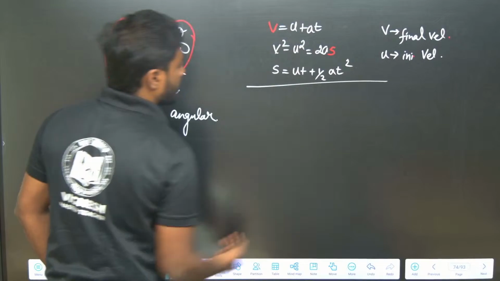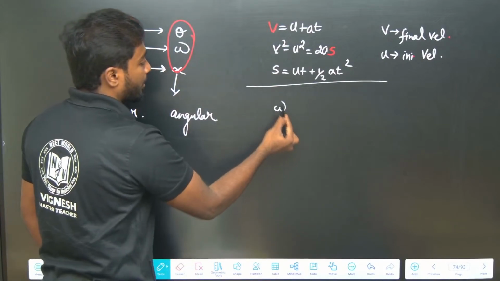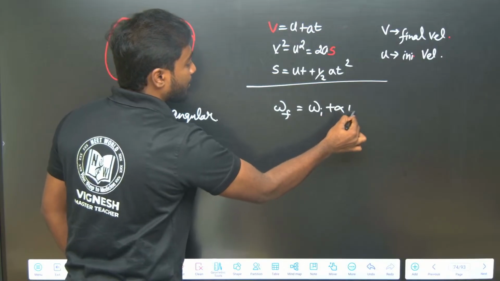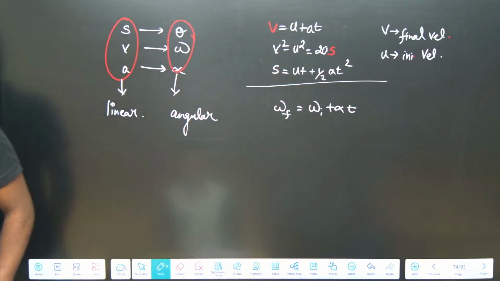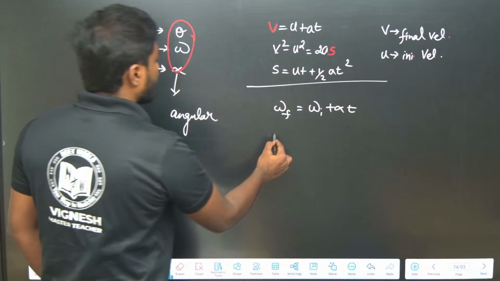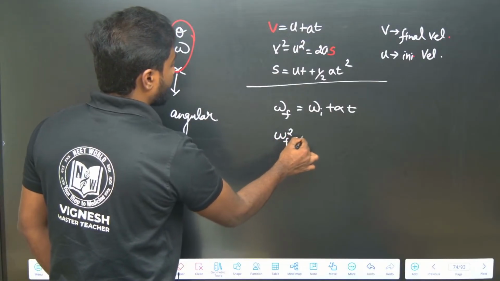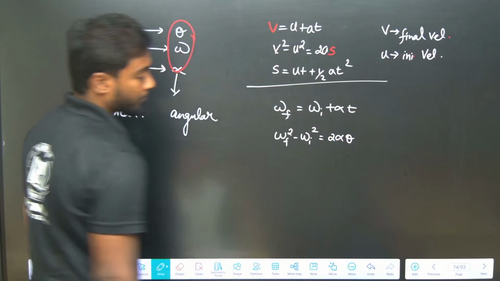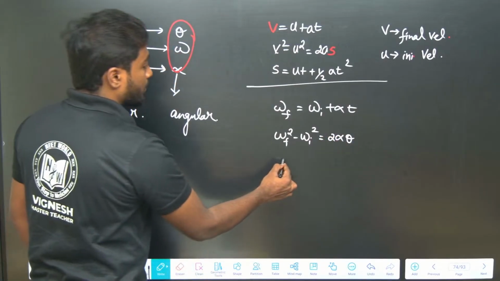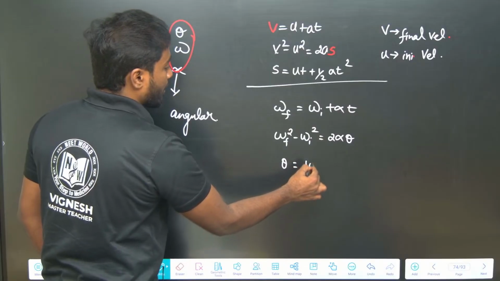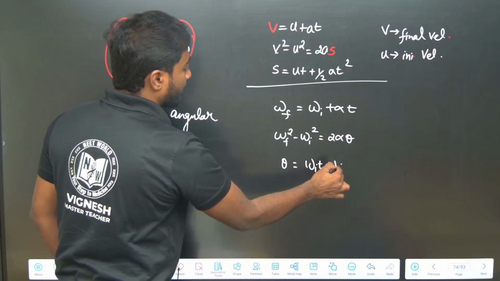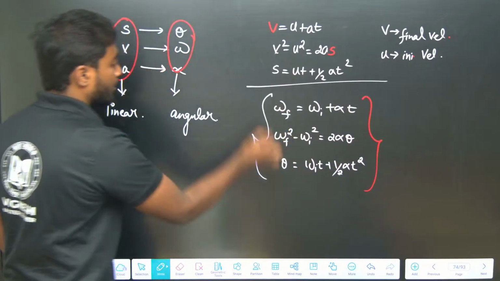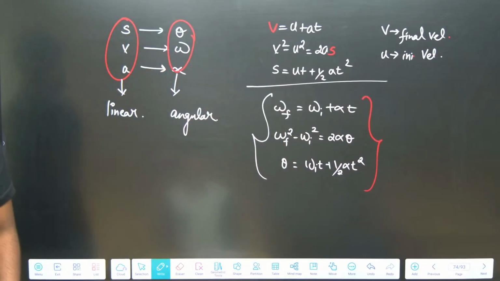In terms of angular quantities, omega final equals omega initial plus alpha t. Then omega final square minus omega initial square equals 2 alpha theta. And theta equals omega initial into t plus half alpha t square. This is the set in terms of angular quantities.